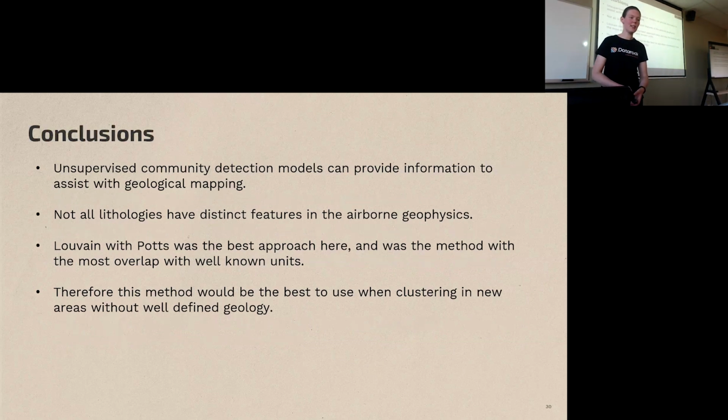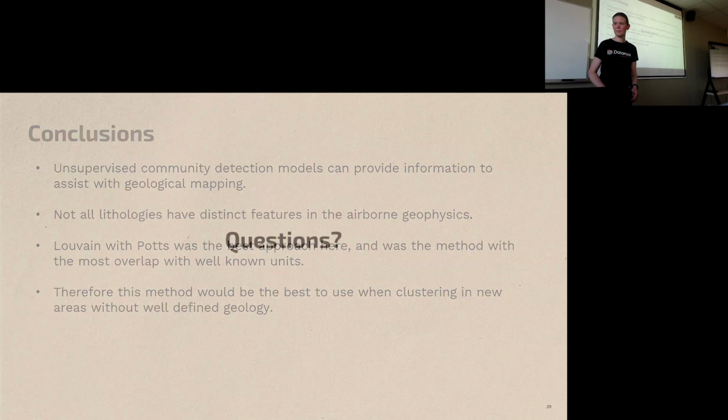So in conclusion, the study showed unsupervised community detection methods can provide useful information to assist with geological mapping, but not all lithologies have distinct features in the airborne geophysics, so only some can be identified this way. And while all the methods tested had some success, Louvain with Potts turned out to be the best method in this case when compared to the well-known geological units. So this might be the best method that you would apply first to similar new areas where you didn't have the well-defined geology to compare to. Any questions?